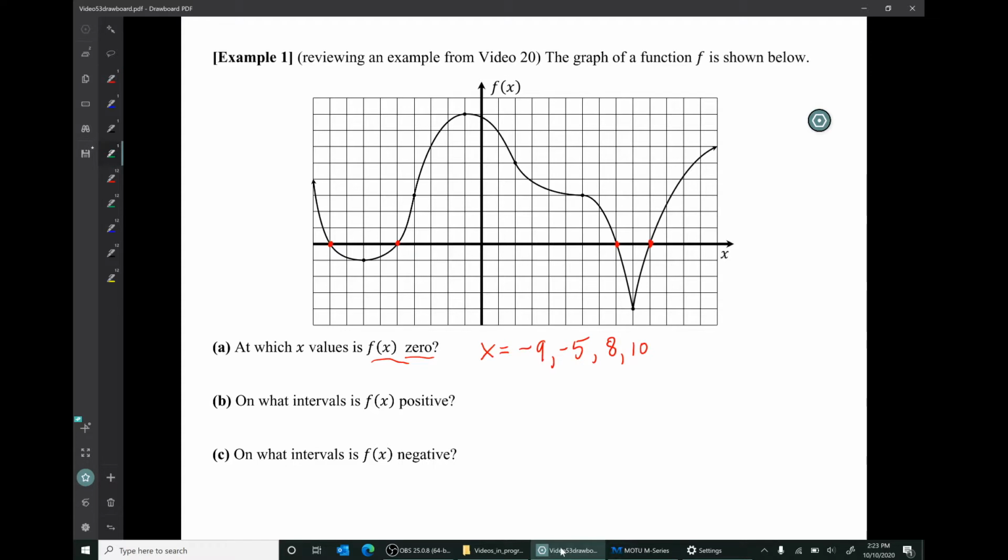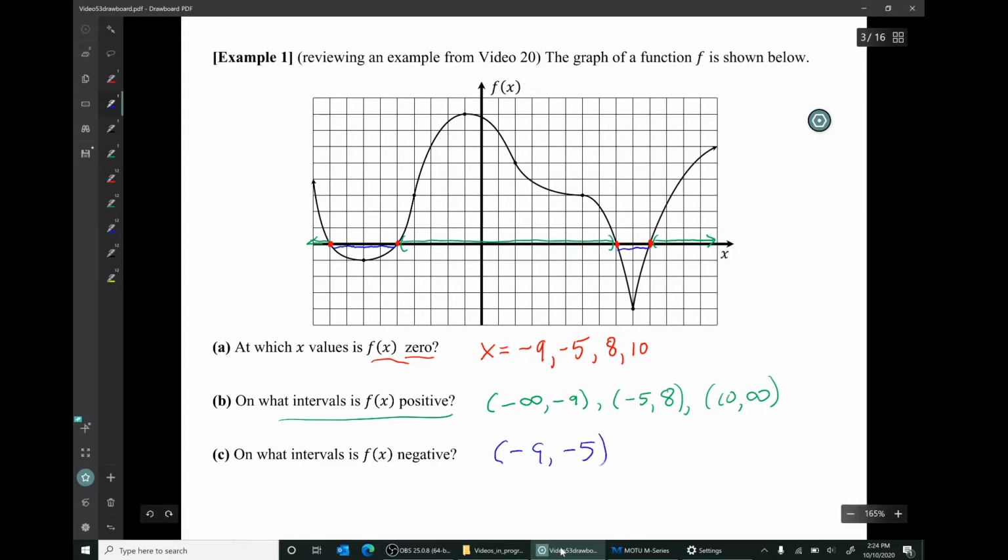Also in the video for homework 20, we had this question: on what intervals is f of x positive? That means on what intervals is the graph of f of x above the x-axis? Well, that means these intervals. I'll color them green. Those green intervals on the number line you could think of as the places where the graph is above the x-axis, kind of like grass above the level of the ground. And then question C, on what intervals is f of x negative? Well, we'll color the axis blue in those regions. So those are questions that we had before. They're about positive, negative, and 0 behavior of a function.